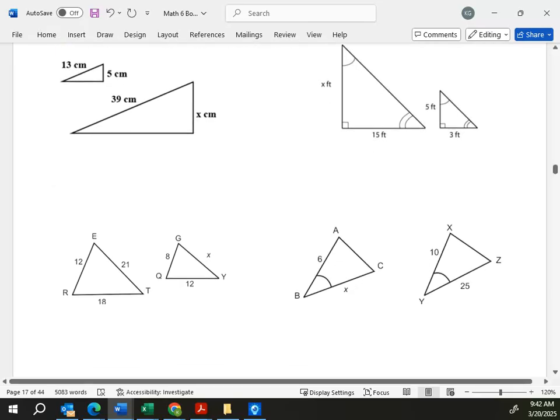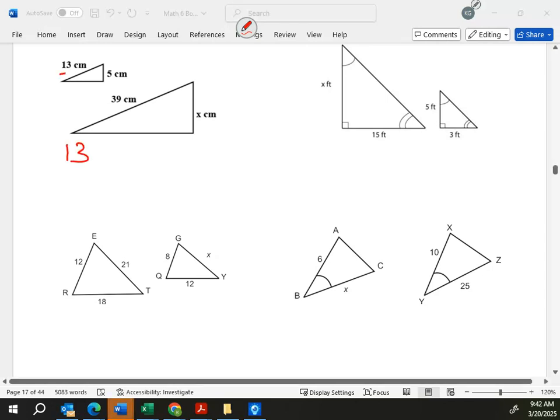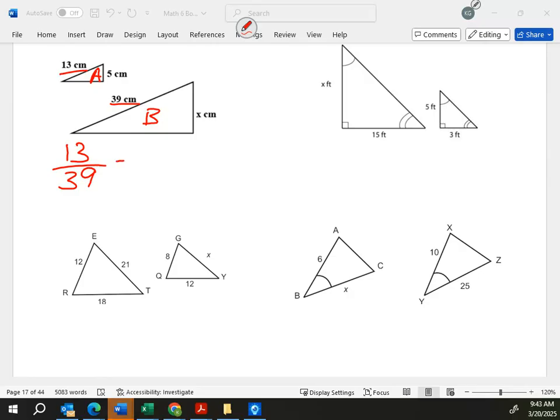Let's look at this first one. What could I line up? Emma. 13 and 39. So I've got my long to my long. I know this is my A, this is my B. 13 to 39, what does that equal?